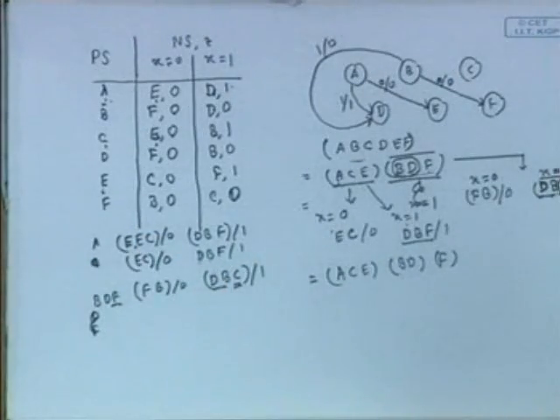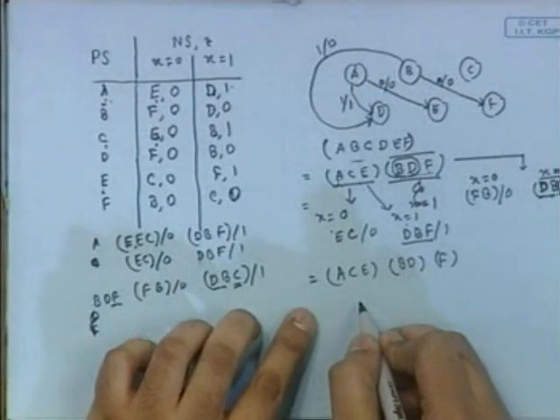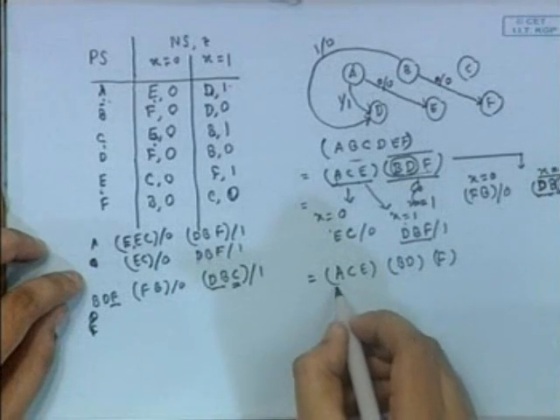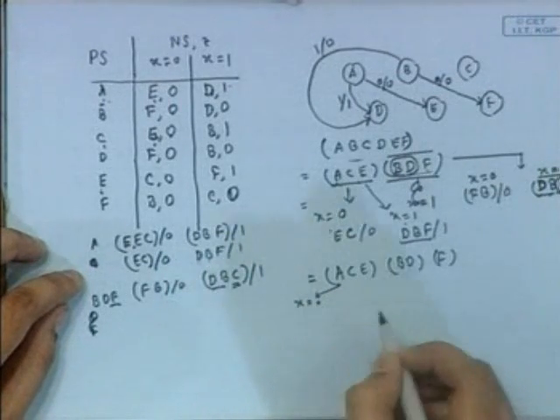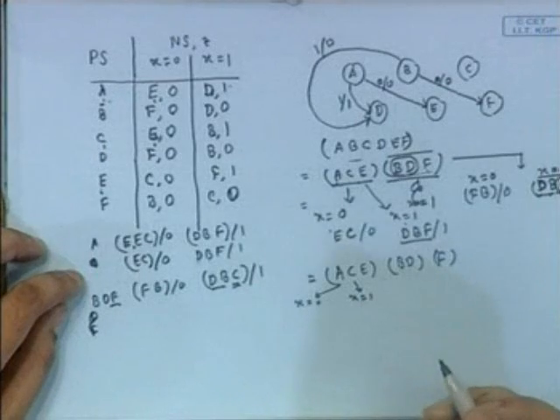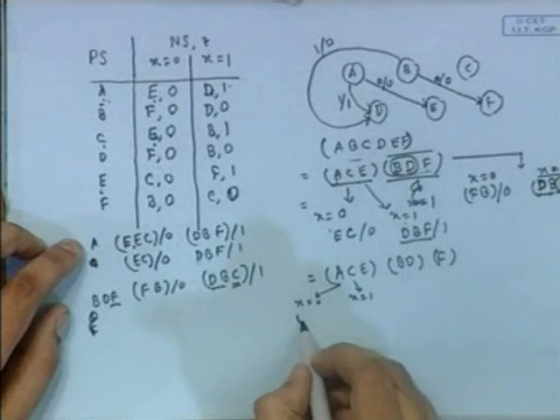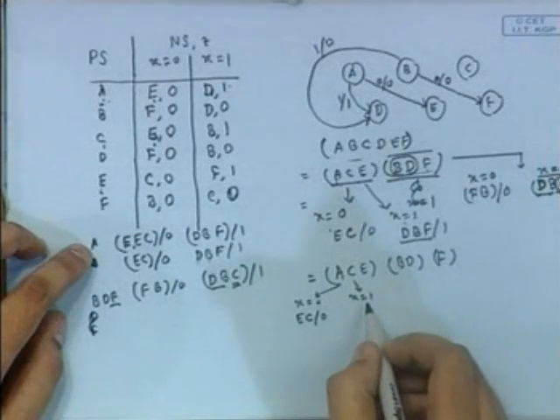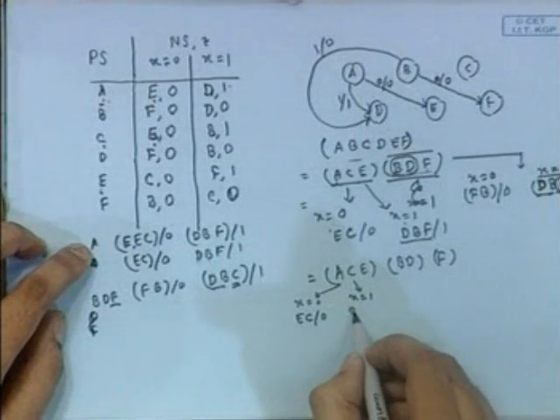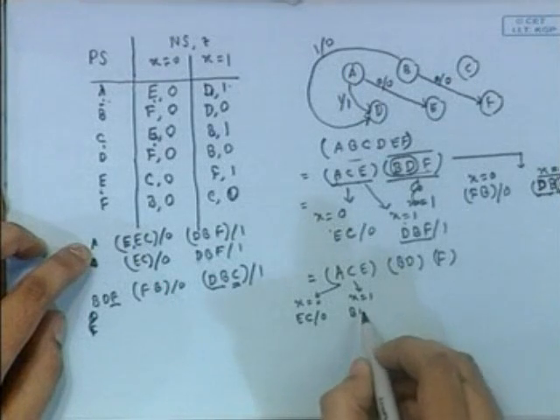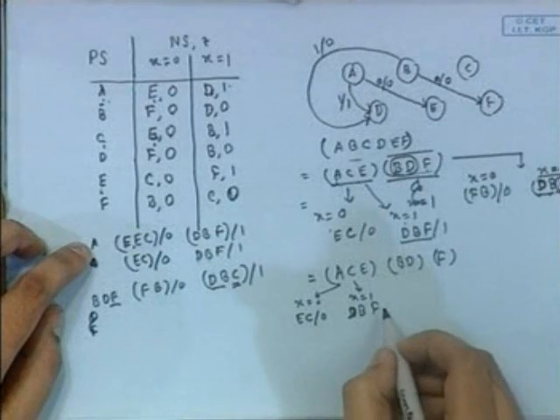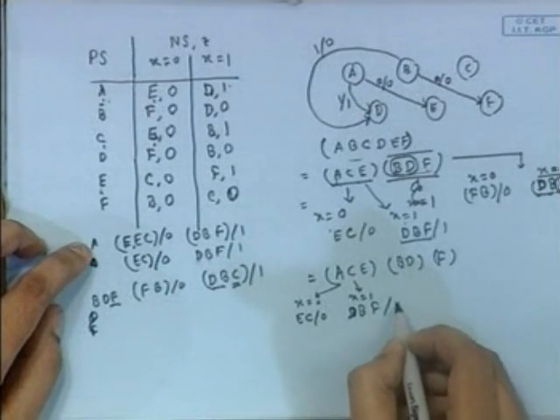So this is the refined partition after 2 steps. Now you go to the third step. Okay. First step, what will it do? In ACE you apply x equal to 0 input and x equal to 1 input again. For ACE you will go to EC with 0 outputs. For x equal to 1 you go to BD, DB and F with x equal to 1 output.